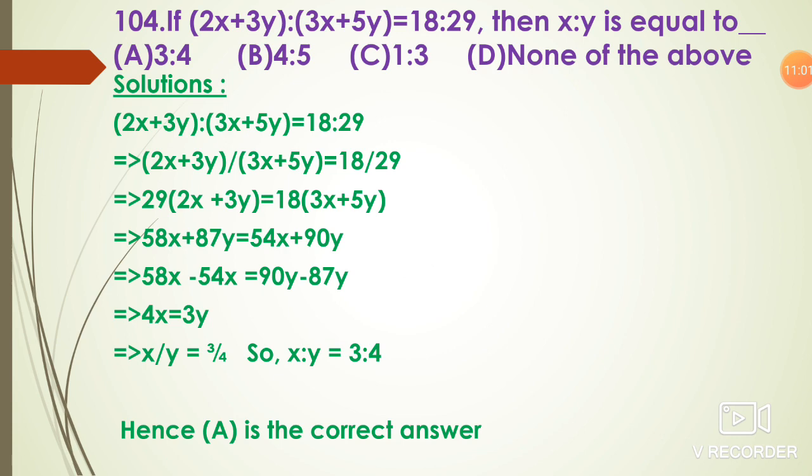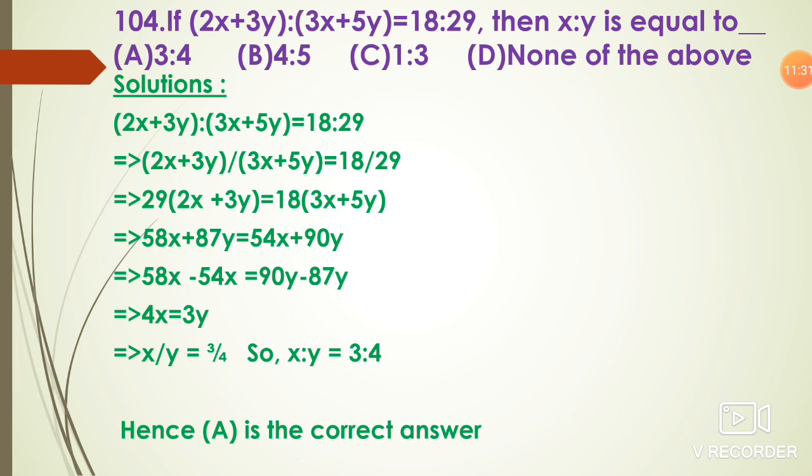Question number 104. They have given 2x plus 3y is to 3x plus 5y equals 18 is to 29. You have to find x is to y. So after putting the same expression, we have to do cross multiplication. That means 29 into (2x plus 3y) equals 18 into (3x plus 5y).